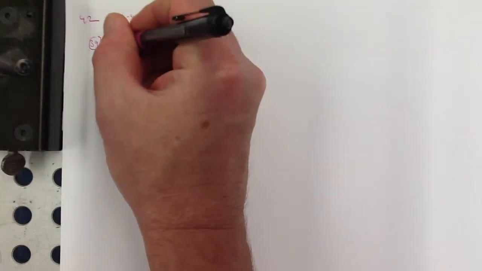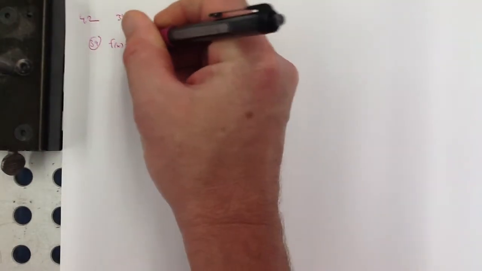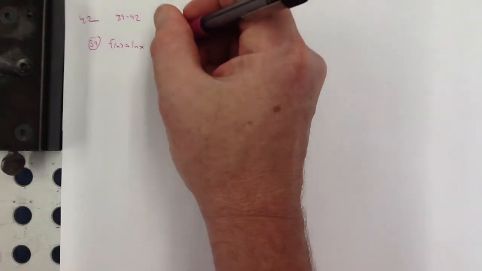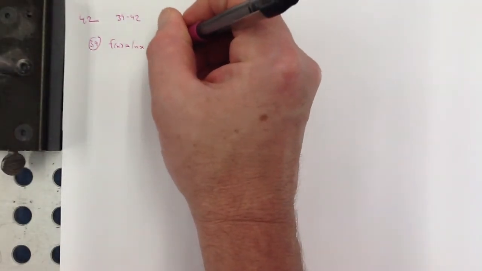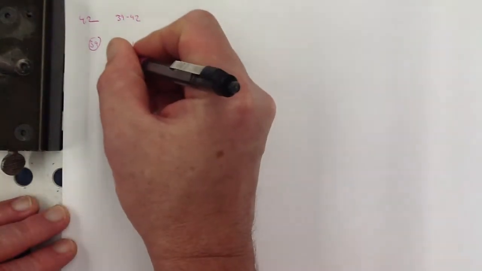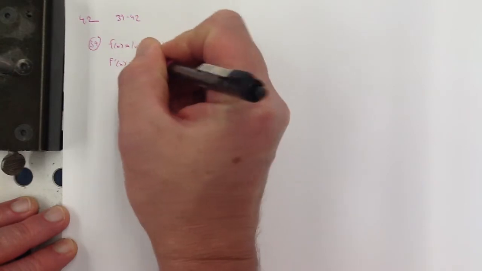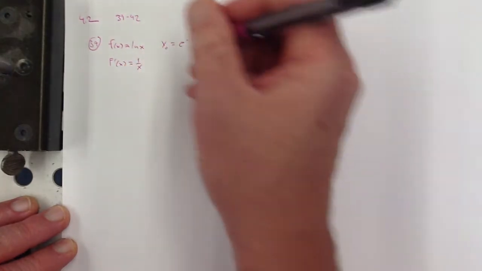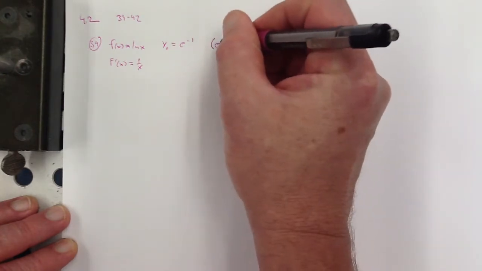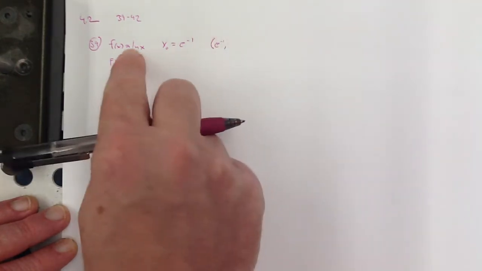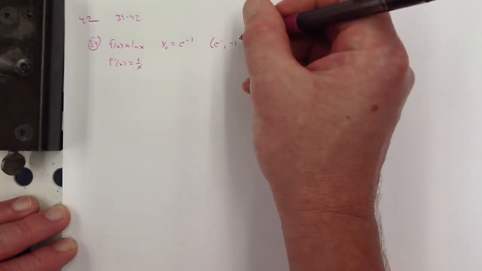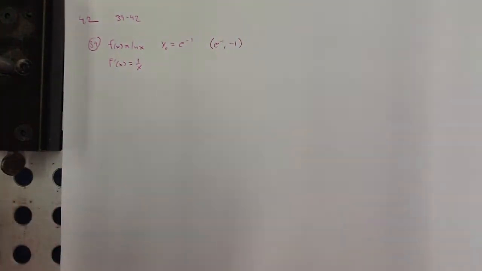So let's see, we got that at my x sub 0 point, e to the negative 1. Alright, so I'm going to do it in point slope form, of course. So my point is e to the negative 1, and when I plug that in here, the natural log of e to the negative 1 is negative 1, of course.